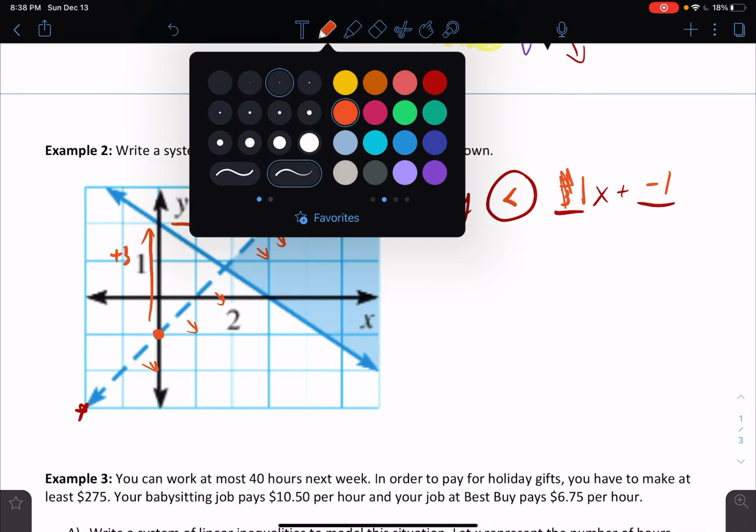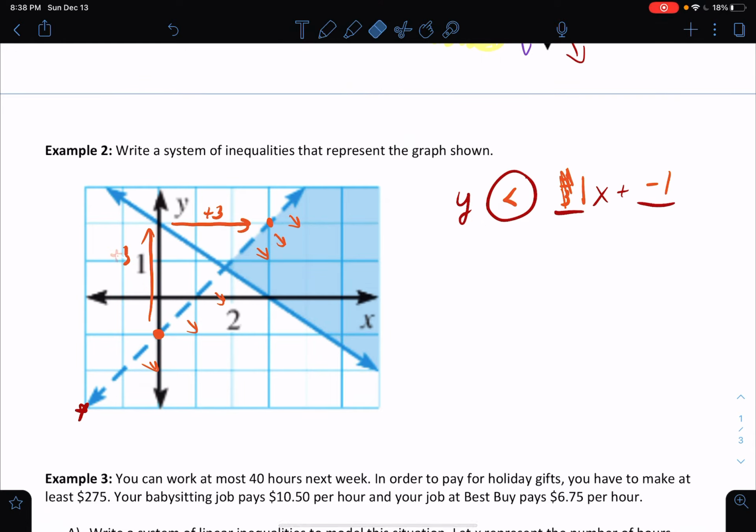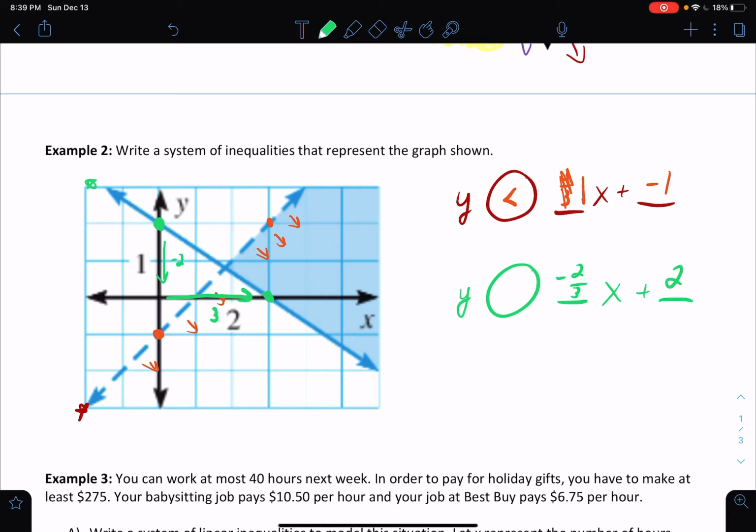Now we have to represent the second. Let me erase some of this stuff here. For the second inequality, same idea: y is some inequality, some slope, and some b value. It starts at 2, so my b value is 2. Here's another point on the line, and I'm going to go down 2 to the right 1, 2, 3. Down 2 to the right 3. So my slope is -2/3.